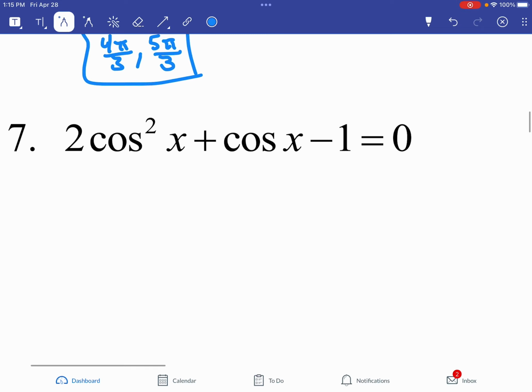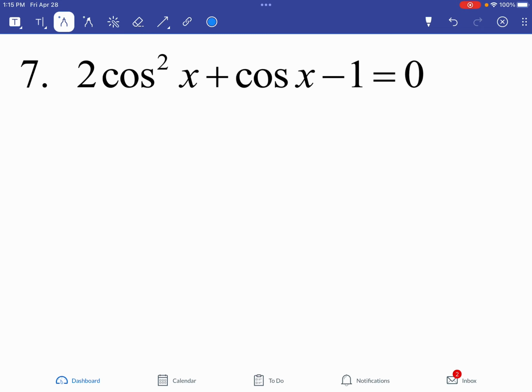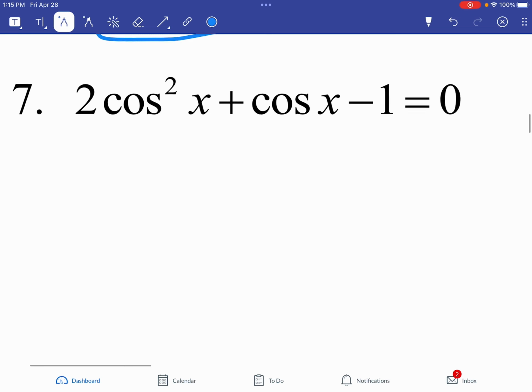Number 7. This is one of the factoring problems. Again, as I mentioned before during the notes, you can make this 2x squared plus x minus 1 if you'd like to factor that instead of with the cosines and then put the cosines in later. That would work. I'm not going to, but it could work.